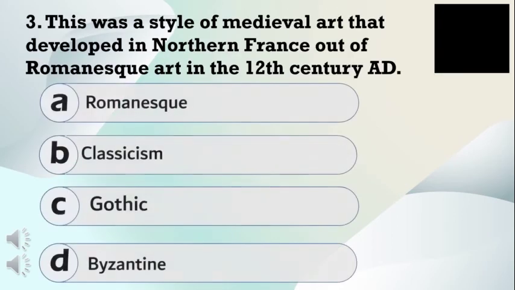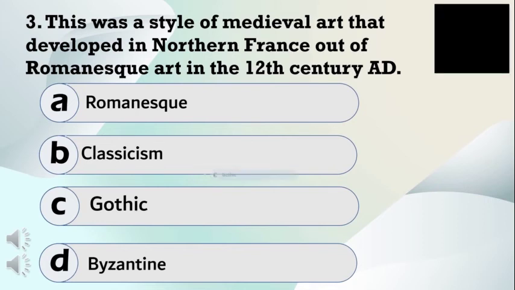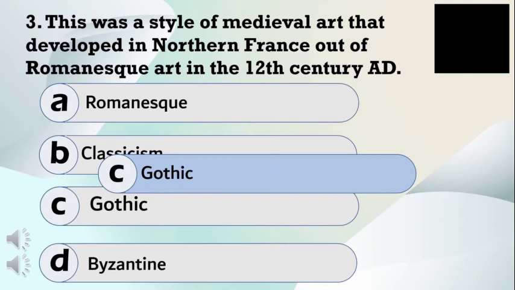Very good. Number 3. This was a style of medieval art that developed in northern France out of Romanesque art in the 12th century AD. A. Romanesque. B. Classicism. C. Gothic. D. Byzantine. The correct answer is letter C.